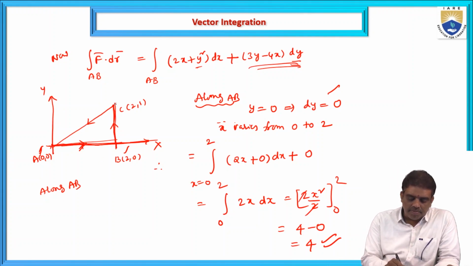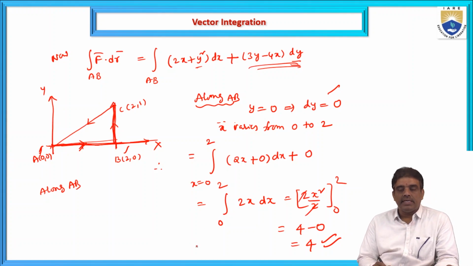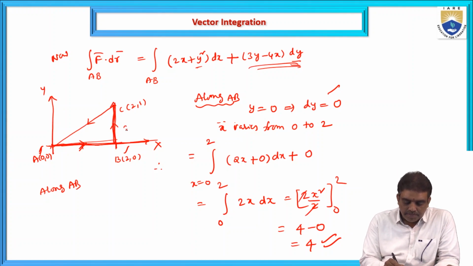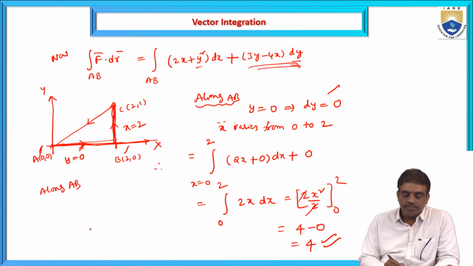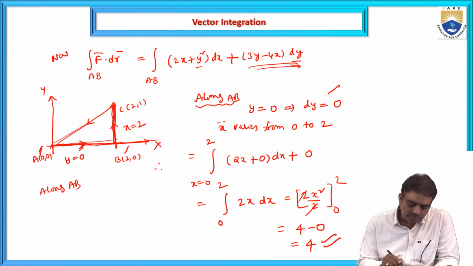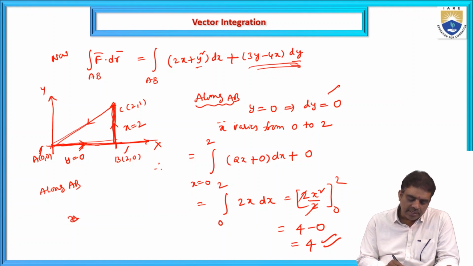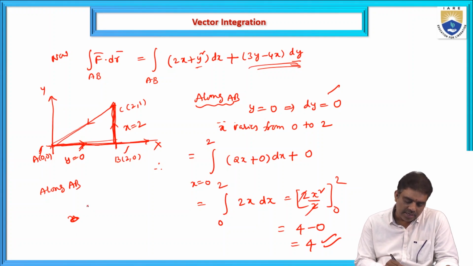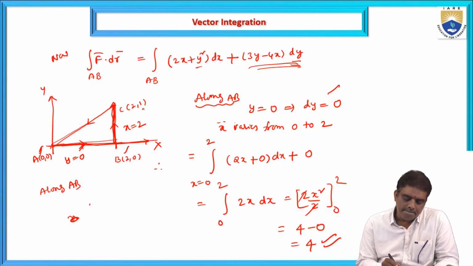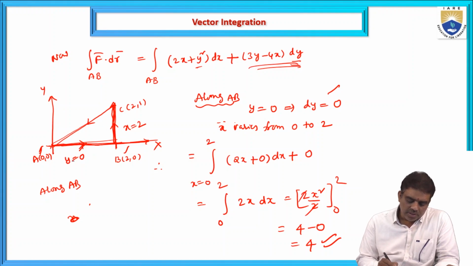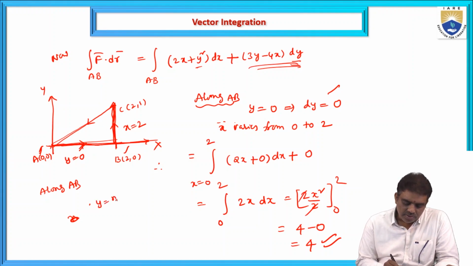Now we have to find along BC. What is the equation of BC? This is the x is equal to 2 line. This is the y is equal to 0 line. And what is this other line? Here the x-intercept is 0 and the y-intercept is 0, so it is of the form y is equal to mx.